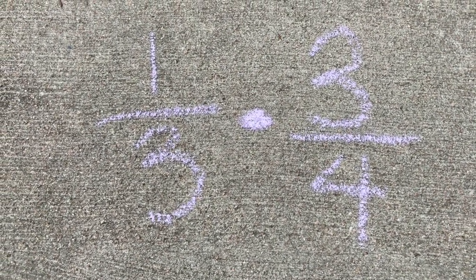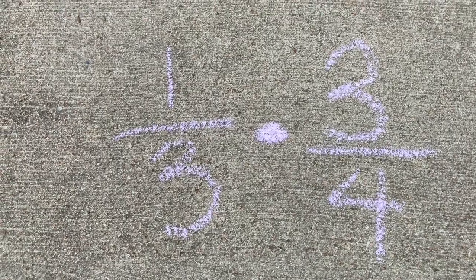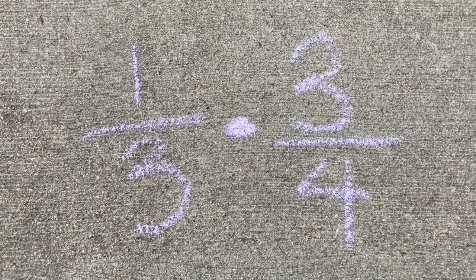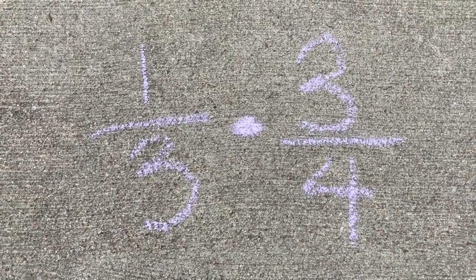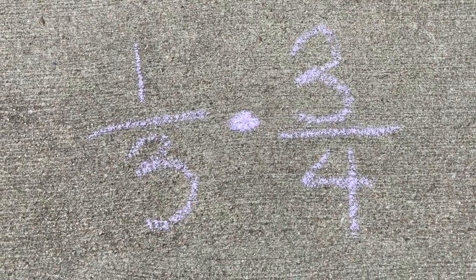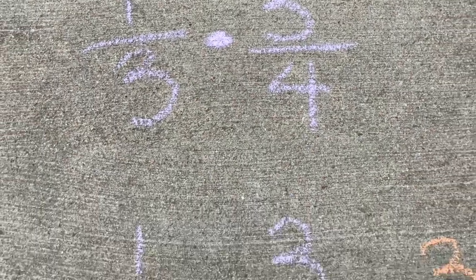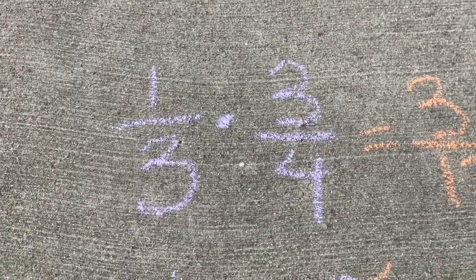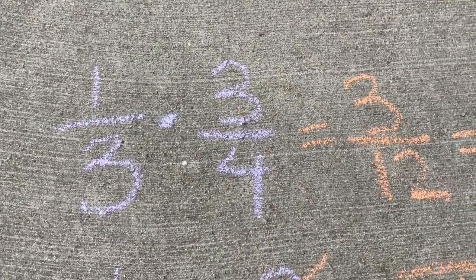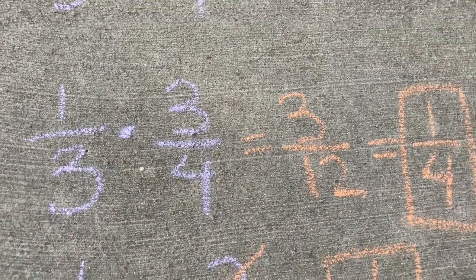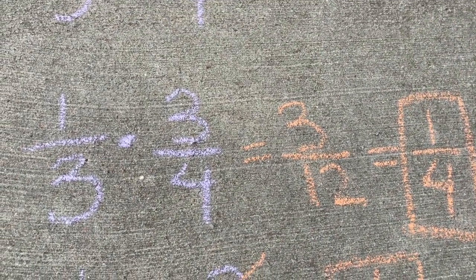This you did in, I don't know, third or fourth grade. One third times three fourths. You can do it a couple of different ways, and I'm sure you have it in your head right now the way you would do it. The first way, you could just multiply straight across, and you get 3/12, which reduces to 1/4.